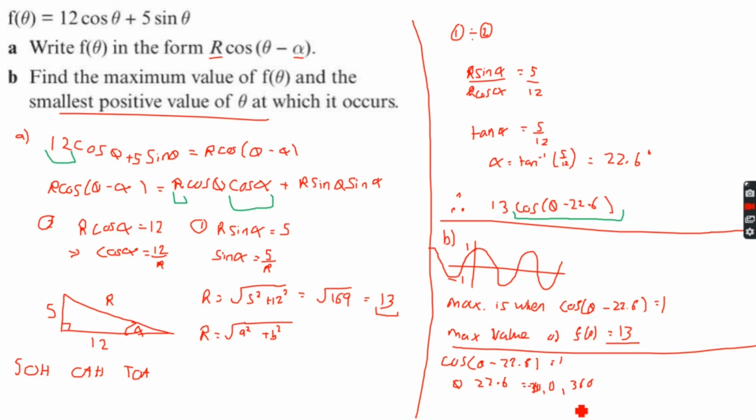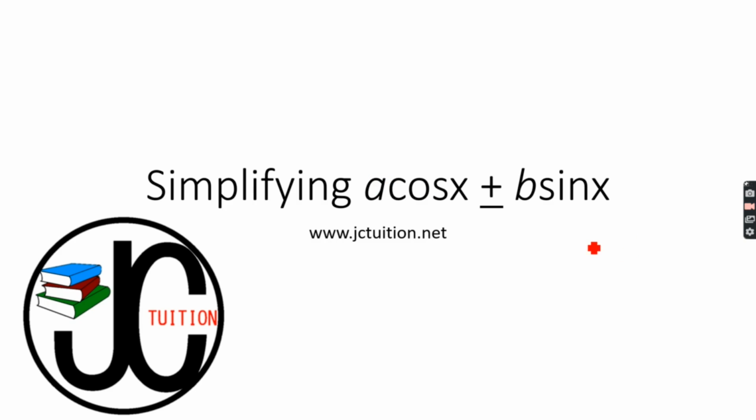So the smallest positive value is clearly, well, 0. Well, 0 is not a positive number, but when you add 22.6 to it, we get theta equals 0 plus 22.6, which is 22.6 degrees. So that's the smallest positive value at which this occurs. Okay, I hope that made sense, and you can now simplify expressions in the form of a cos x plus or minus b sin x. Okay, goodbye.